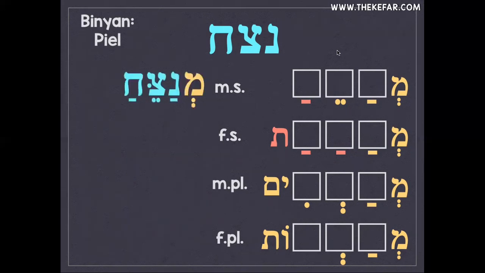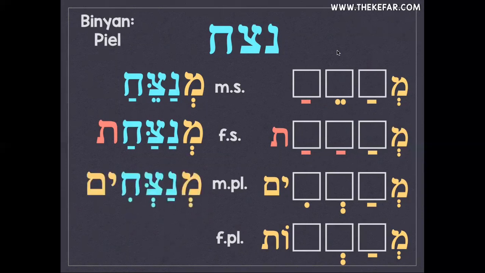So, first one, masculine singular, menatseach. Our sound pattern is m'a'e'a, menatseach. Our feminine singular sound pattern is m'a'at, so we have menatzachat. Then m'a'im, menatzchim, and m'a'ot, menatzchot. Okay, so masculine, menatzeach, feminine, menatzachat, masculine plural, menatzchim, feminine plural, menatzchot.